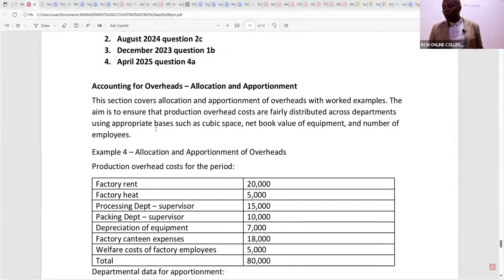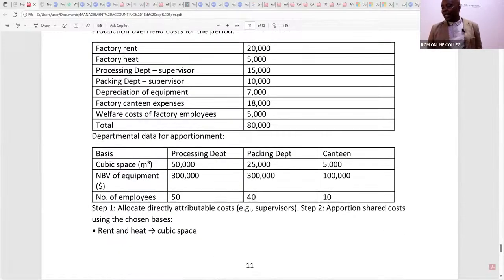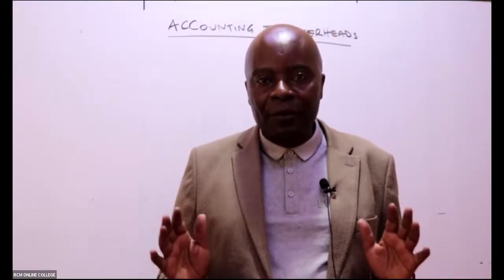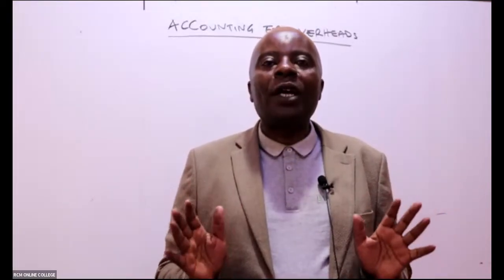So we have a very good example that I would want us to use, ladies and gentlemen. You can see like this is factory rent, factory heat. We have processing department, packaging, etc. And then they have given us departmental data for apportionment. Now, before I continue, I would want to make it very clear that these expenses we are calling overheads are common expenses, incurred for the benefit of many units. Incurred for the benefit of many departments.